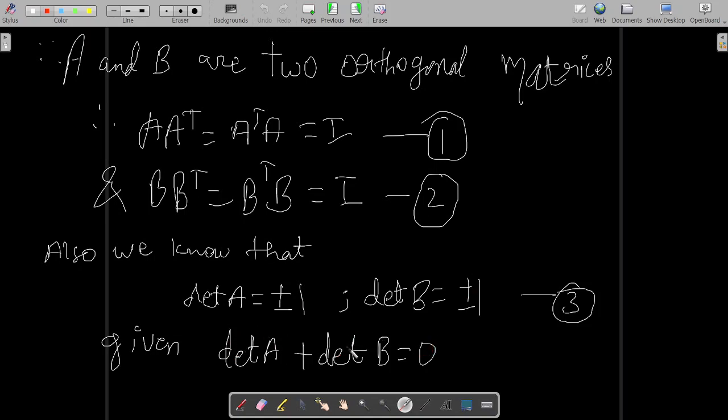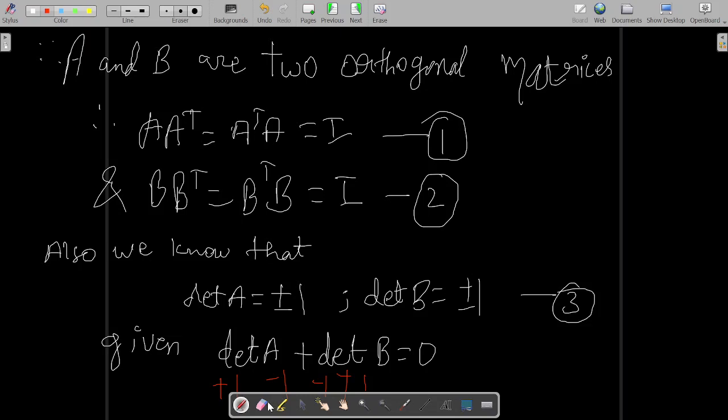The addition of determinant of A and determinant of B must be 0, but at the same time determinant of A should be either +1 or -1, and determinant of B should also be either +1 or -1. So only two situations are possible. Either determinant of A is +1, then determinant of B will be -1, and if determinant of A is -1, then determinant of B will be +1. Okay, so only two situations are there.